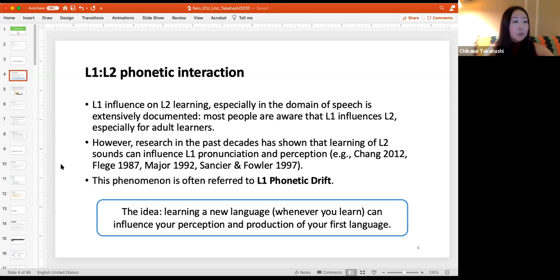However, research over the past decade has shown that learning of L2 sound can also influence L1 pronunciation and perception. And this L2 influence on L1 pronunciation and perception has been referred to as L1 phonetic drift. So the key idea is that learning a new language can influence the perception and production of your first language.